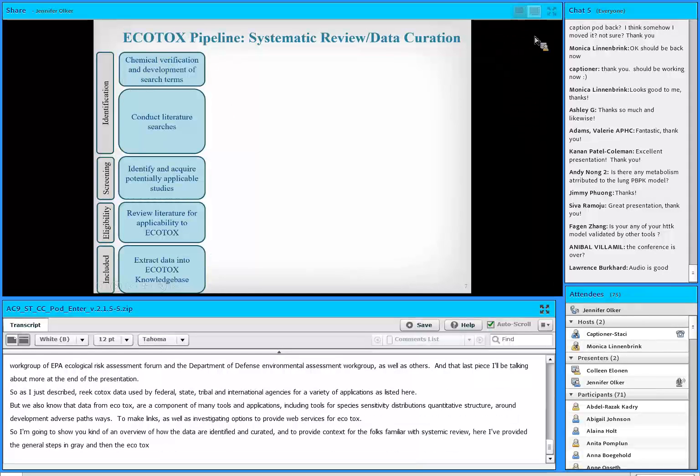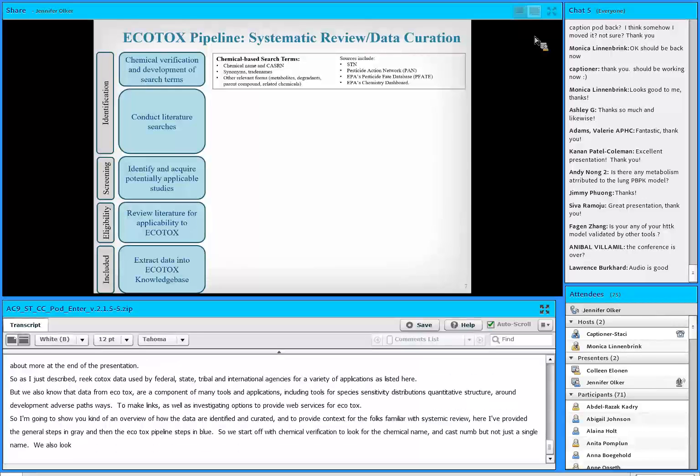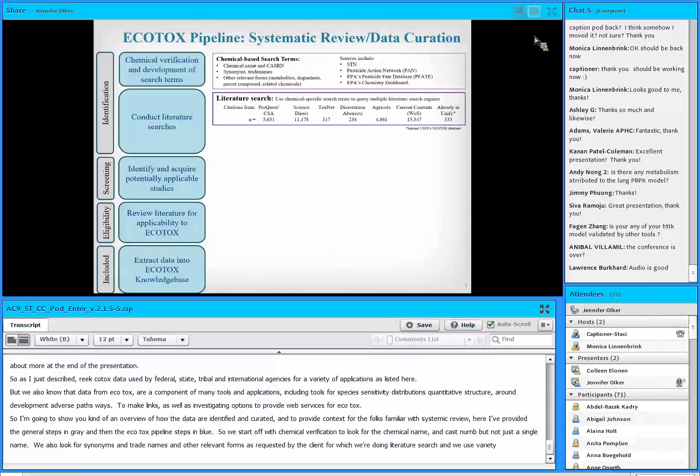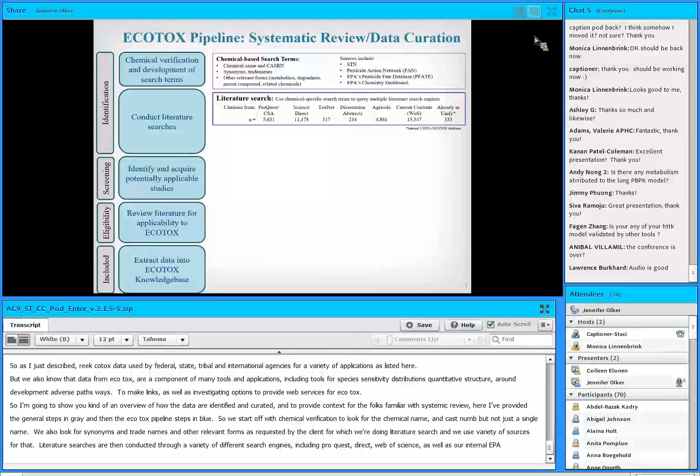So we start off with chemical verification to look for the chemical name and CAS number, but not just a single name. We also look for synonyms and trade names and other relevant forms as requested by the client for which we're doing a literature search. We use a variety of sources for that. Literature searches are then conducted through a variety of different search engines, including ProQuest, ScienceDirect, Agricola, Web of Science, as well as our internal EPA database where we've been collecting references for many, many years.